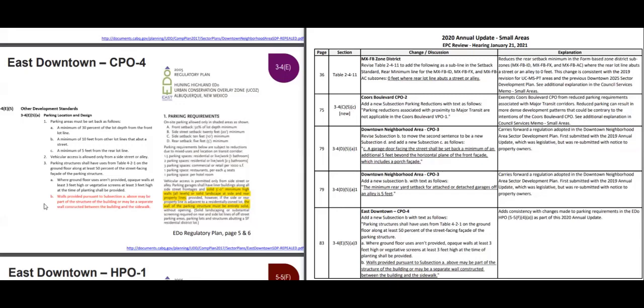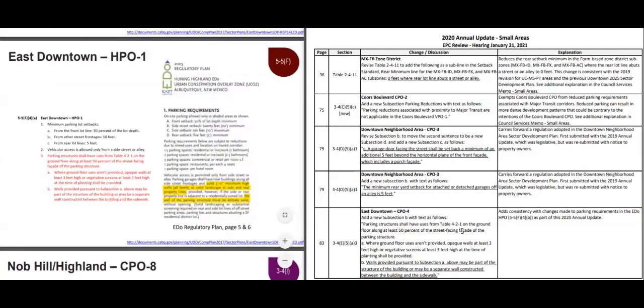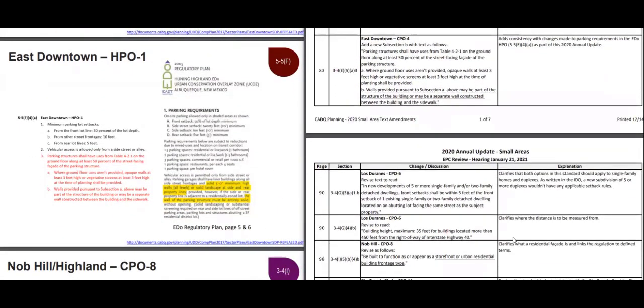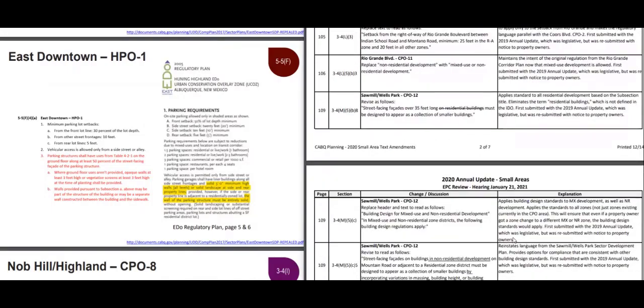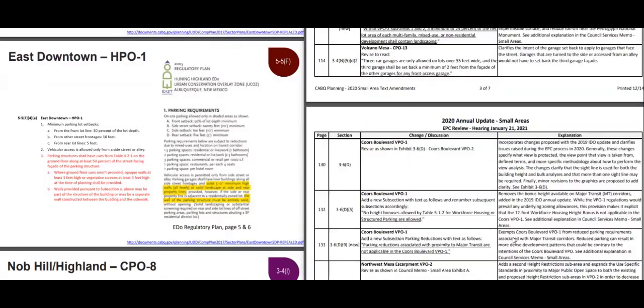And this change would add consistency with some other changes made to parking requirements in the IDO HPO, which is the Historic Protection Overlay, as part of this 2020 annual update. And in some of the sector plans, we have kind of a side-by-side here. This is a screenshot of the former sector plan text showing how it's carried forward into the IDO. This next change is to the East Downtown Historic Protection Overlay.